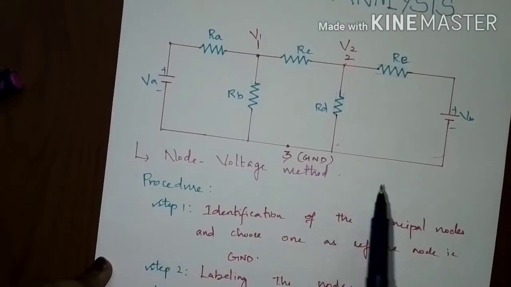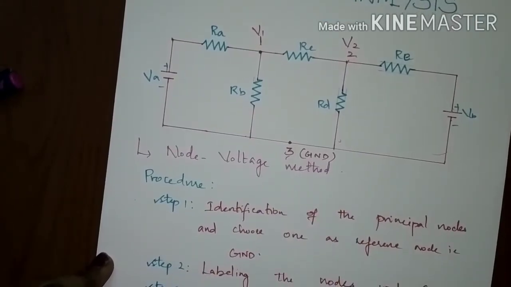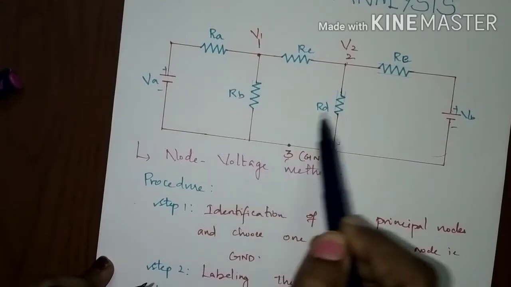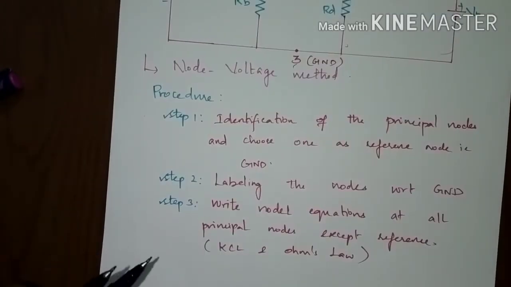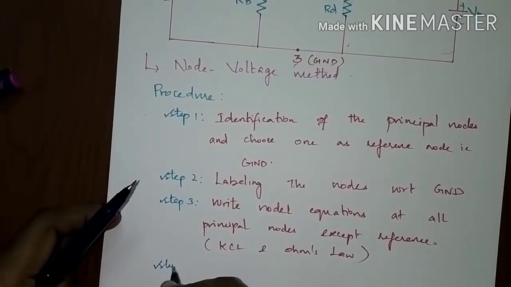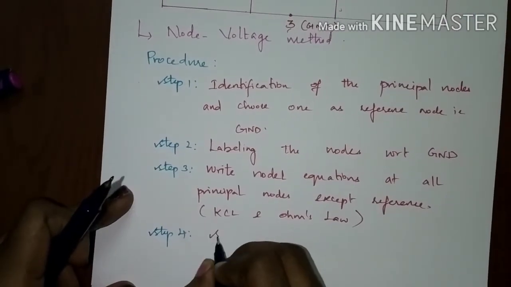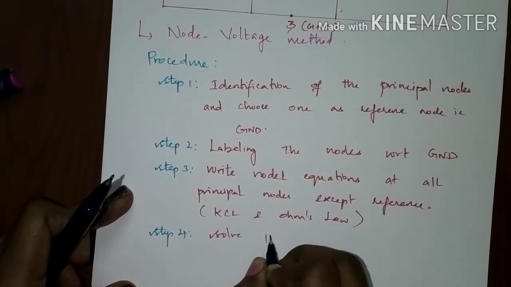And the last step is to solve the nodal equations which we obtained in step 3. Solving that, we will get the value of the voltage and the current that is flowing in the separate branches in the circuit. Step 4 is solving of the nodal equations. Solve the nodal equations which we obtained in step 3.